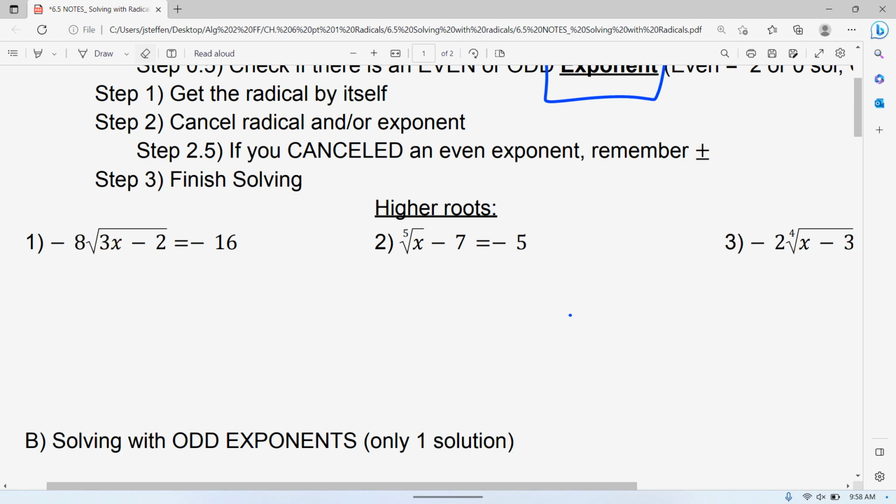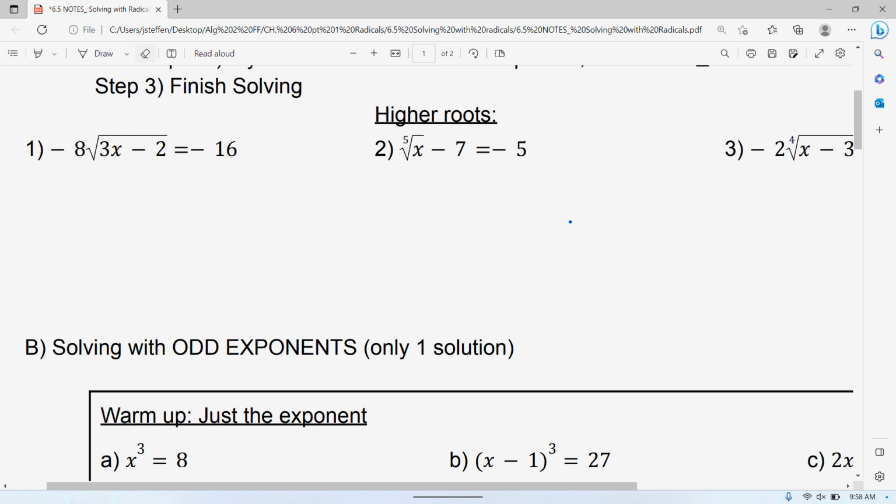Well, now we're going beyond that. Not only if you cancel a 2, but if you cancel out an even exponent, so a 4, a 6, an 8, and so on and so forth. Then step 3, finish solving. So, not terrible, but it is solving. There is some math you have to do with this, so make sure you're paying attention.